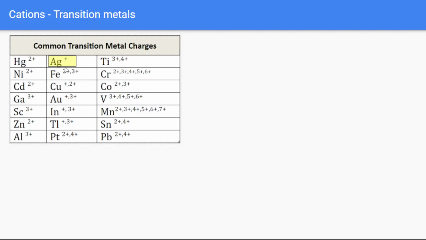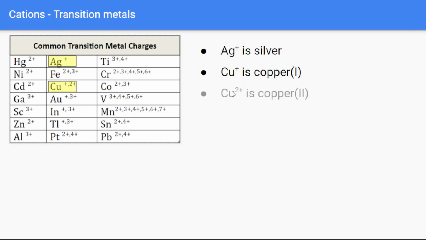And so let's categorize these. The transition metals that only have one possible charge are very easy to name because you just look at the periodic table and you name it. For example, Ag is silver. But how about copper? You see there are 2 different charges for copper. One of these charges is a positive 1, the other one is a positive 2. So if it has a positive 1 charge, it's copper 1. If it has a positive 2 charge, it's called copper 2.